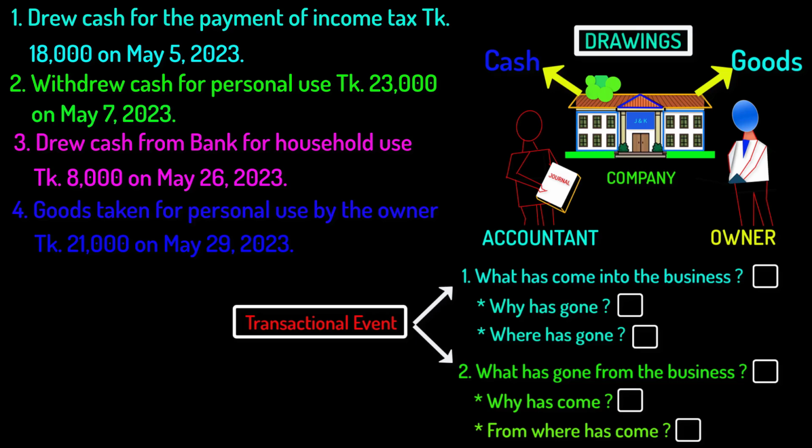As you didn't get the answer of this question, you will have to ask this question now. What has gone from the business? Can you tell me what? Yes, the owner had withdrawn that money. We know that withdrawal of something from the company by the owner for his personal use is called drawings.